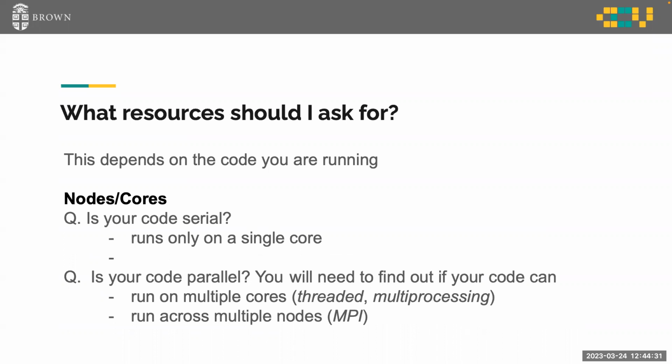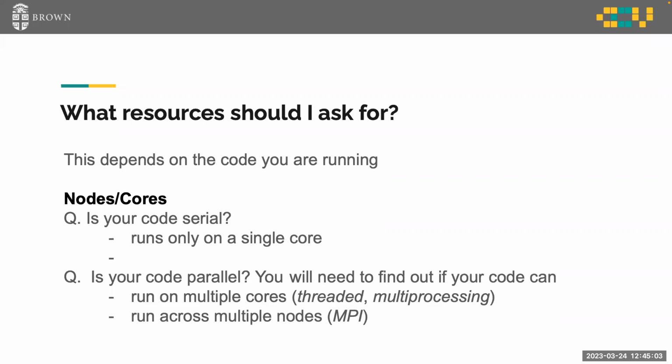For nodes and cores, the first thing to ask is: is your code serial or is it parallelized? And if it's parallelized, how is your code parallelized? Is it threaded? Is it multi-processing? Is it shared memory parallelization or is it distributed memory parallelization? If your code is serial, you should only ever use a single core on a single node. And a remarkably large fraction of the jobs that run on Oscar are serial jobs.